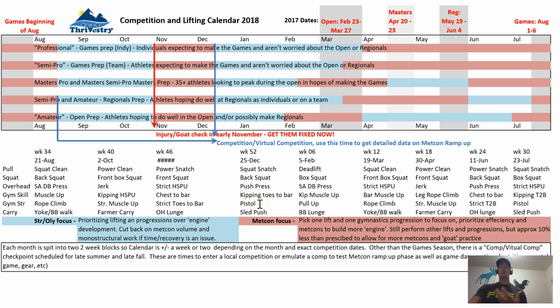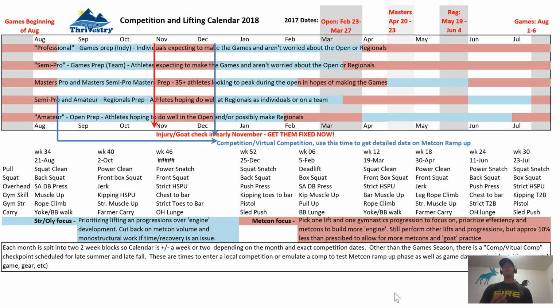Then we're also going to work on pistols. And after we do pistols, that's going to make people's box squats better and their squatting better. And so everything kind of leans into each other throughout the year. So we're looking to the next cycle or two going into it.